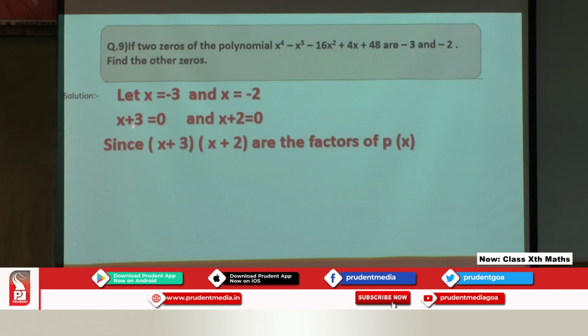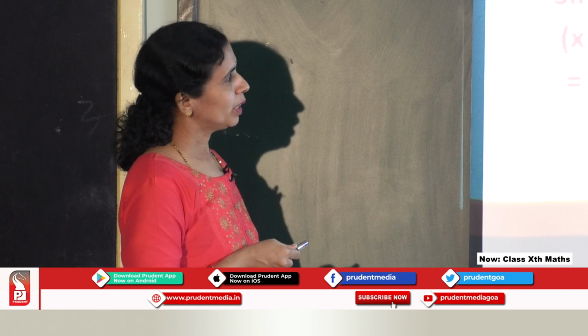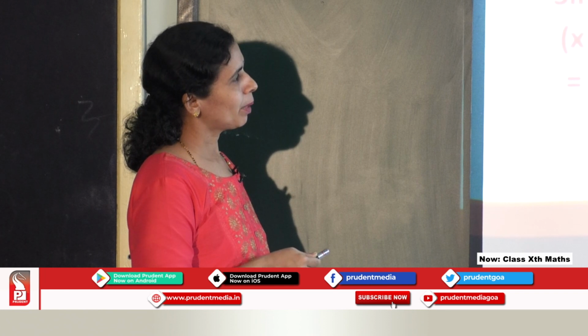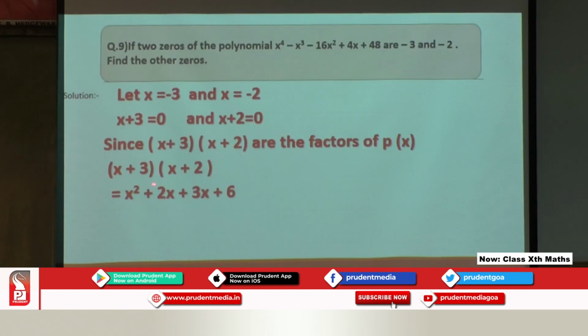Now, x plus 3 and x plus 2 are the factors of this given polynomial. These two are the factors of the given polynomial. Now we should simplify this. First term, that is x, multiplied by the entire term here. So x into x is x square, plus x into 2, that is 2x, plus again the second term I have multiplied by the entire term. So plus 3 into x, that is plus 3x, plus 3 into 2 is 6.